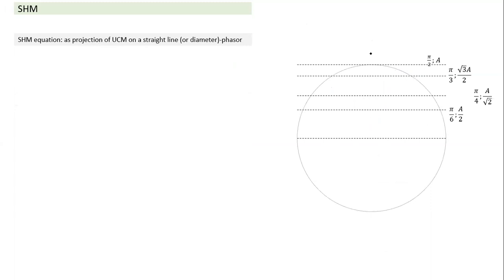So if this is a circle and we are taking projection on the y-axis, our normal convention is to measure the phase angle from the positive x-axis, in this direction positive. And which are the important phase angles here? The important phase angles are pi by 6: when the phase is pi by 6, its position is a by 2, half the amplitude. When phase is pi by 4, it becomes a by root 2, pi by 3 becomes root 3 a by 2, and so on and so forth. So these are important points in terms of the phasor.